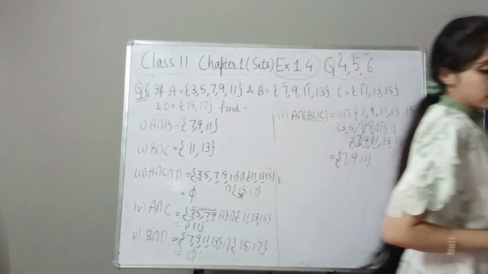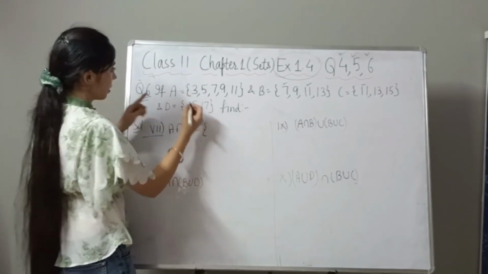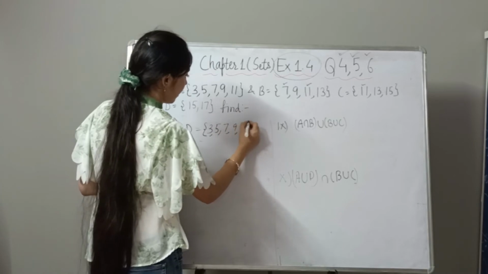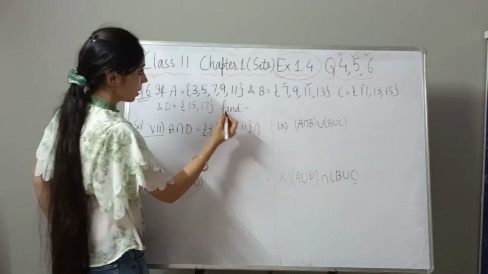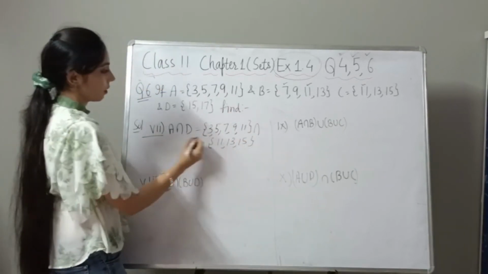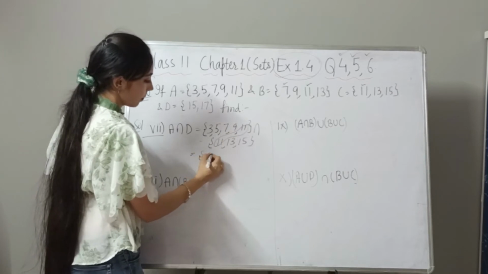Okay. Let's discuss part 7, which is A intersection D. What is A? A is 3, 5, 7, 9, 11. We have to find the intersection with D, which contains 15 and 17. Okay. So in intersection we have only one element, which is 11.